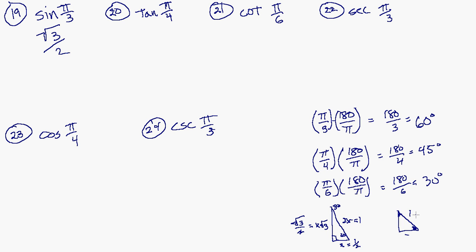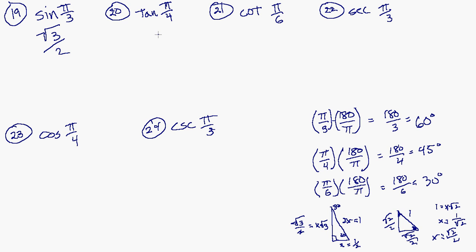Remember, 1 is equal to x square root of 2. So that means x is equal to 1 over the square root of 2. So x is equal to the square root of 2 over 2. Okay? So these are both square root of 2 over 2 and the square root of 2 over 2. So the tangent is going to be something divided by itself, so that's going to be 1.